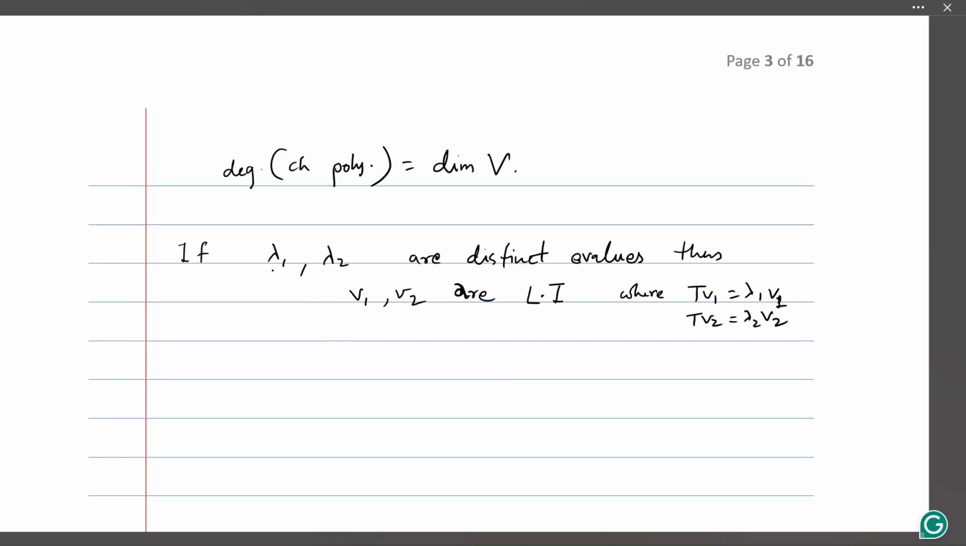Lambda 1 and lambda 2 are two distinct numbers, right? So you can get a polynomial f which vanishes on lambda 1 but not on lambda 2. For example, you can take the polynomial x minus lambda 1. This vanishes at lambda 1, not at lambda 2.